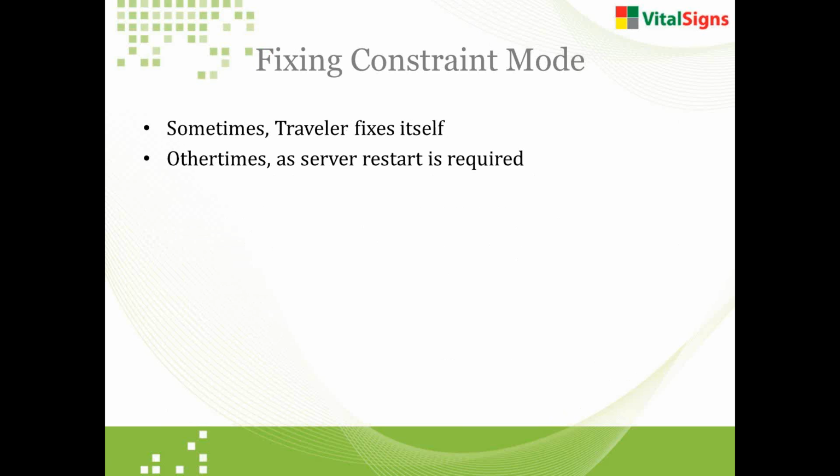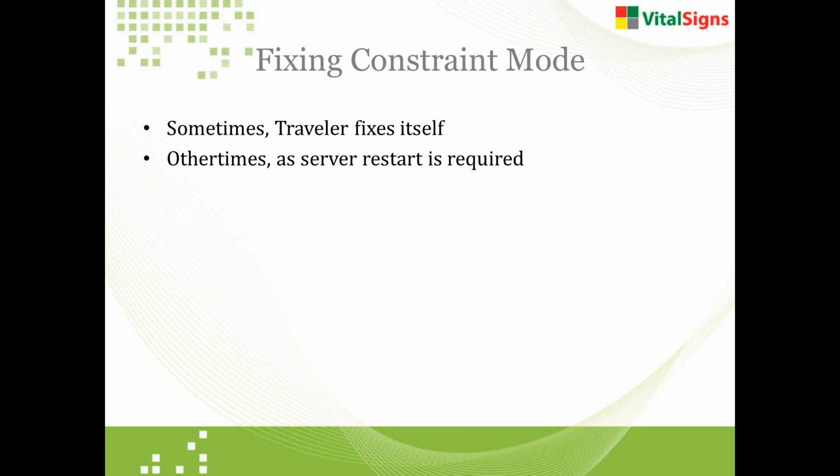So sometimes when that happens, Traveler will fix itself. In fact, that is the goal of constraint mode, is to give the Traveler server a moment or two to catch its breath, catch up on its workload. In theory, it will finish the syncs that it's doing. That will free up memory, and then the problem will go away. And other times that doesn't quite work out as designed, and you have to do a restart.